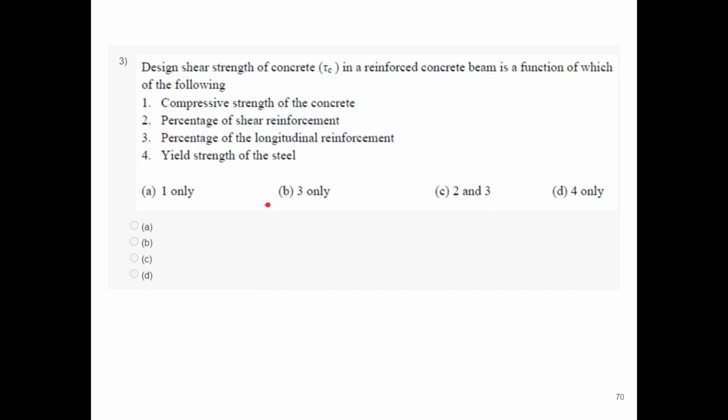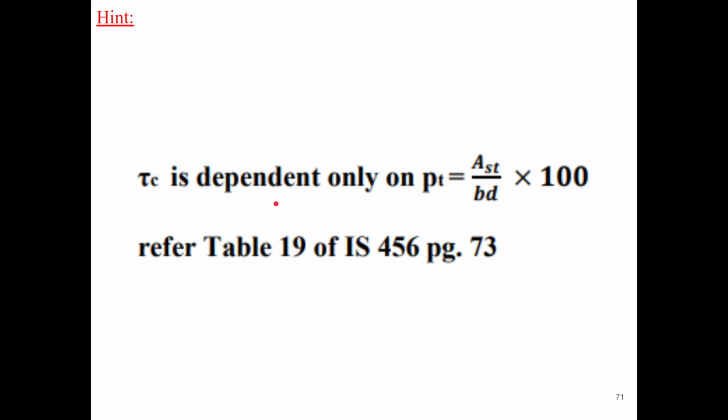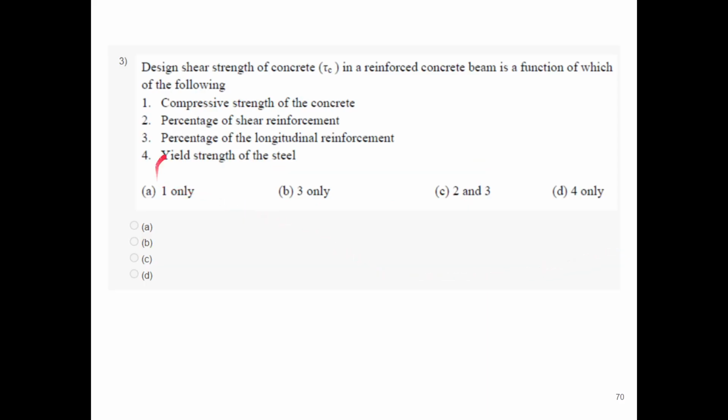Okay. So if you see tau C, that is mainly a function of the percentage of the longitudinal reinforcement. As you can see, tau C is dependent on PT equal to Ast by bd into 100. So percentage of longitudinal reinforcement, that is B.